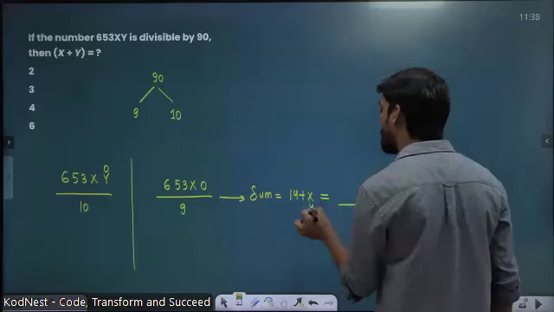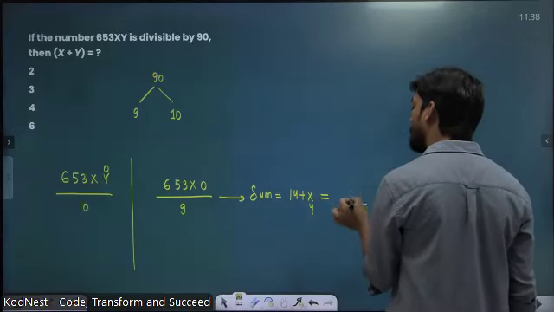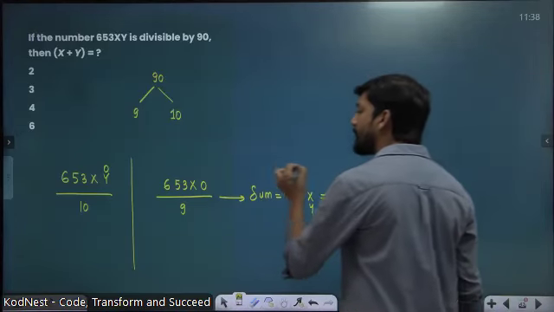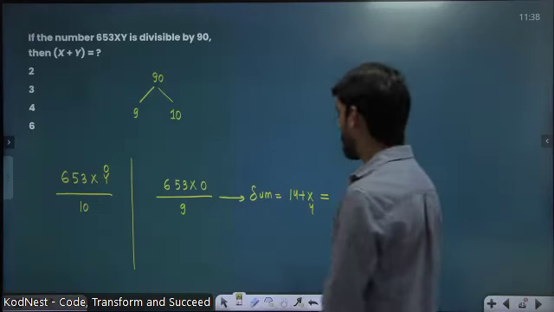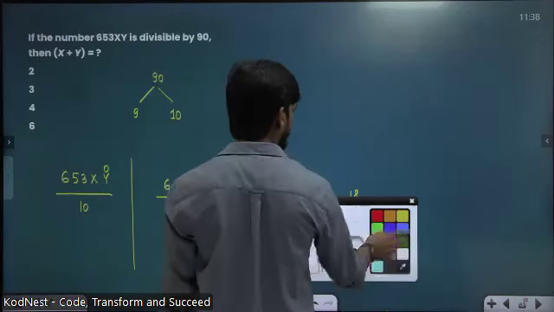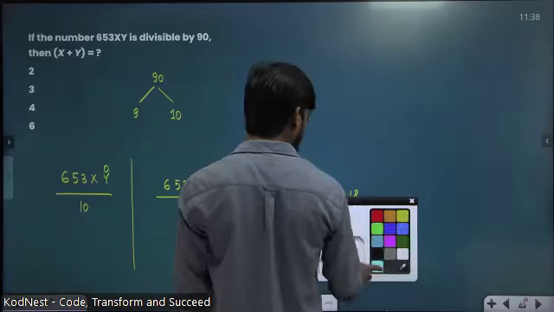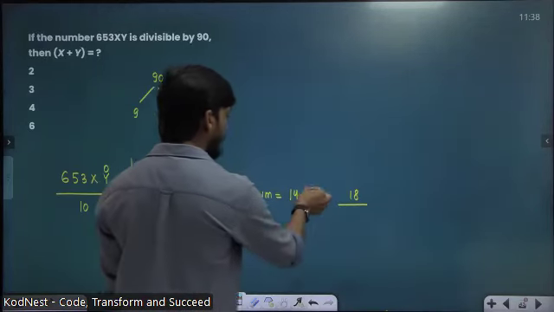Only one value you will get: 4. 14 plus 4 you will get 18, and 18 means divisible by 9. Okay, so answer please. X value is 4.